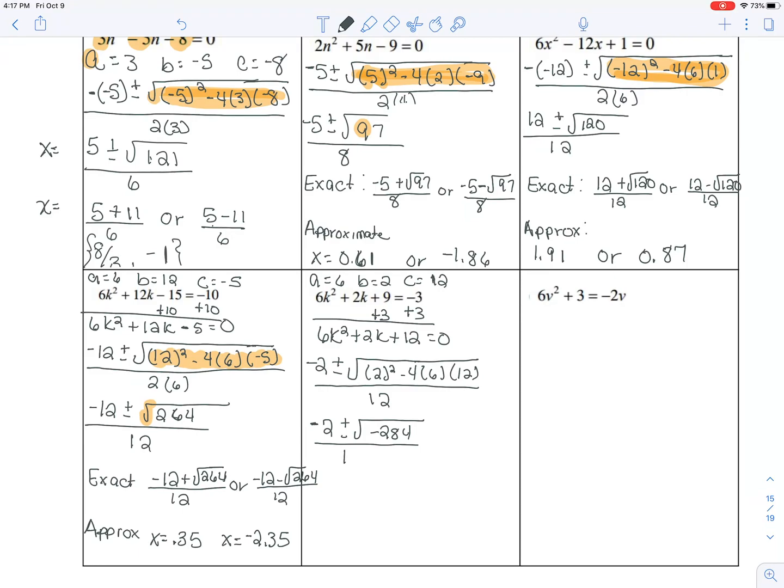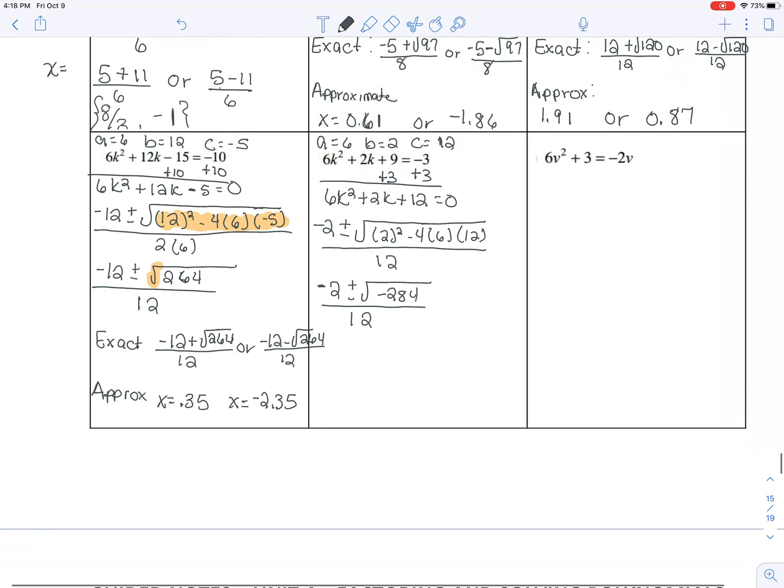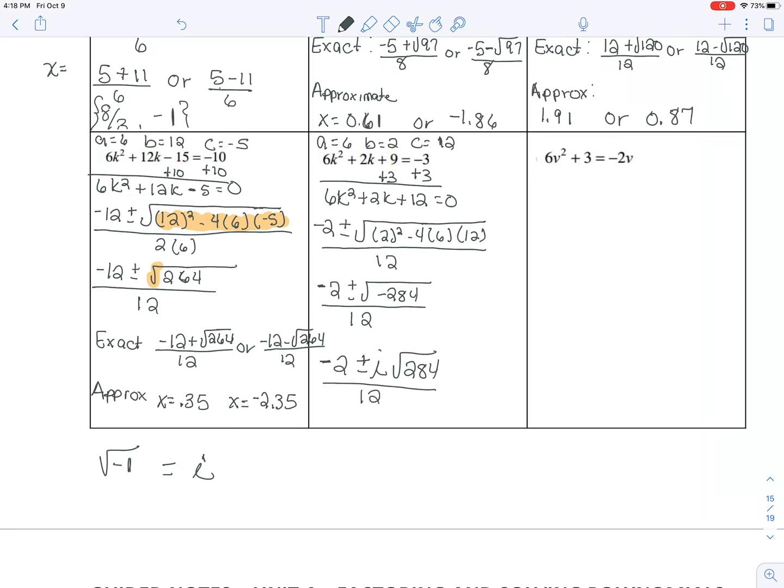Now, because it's negative, it has what we call an imaginary solution. So if you were to graph this on the calculator, it will never cross the x-axis because it has an imaginary solution. So the way we solve this is we have to recall that the square root of negative 1 is i. So we're going to take out an i from this, and we're going to write it as negative 2 plus or minus i, the square root of 284 over 12. And we're just going to leave it like that. We're not going to do anything else with that.